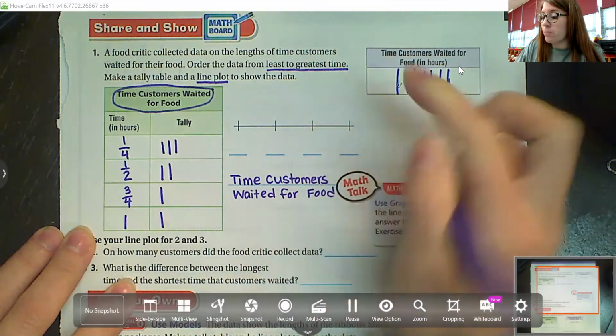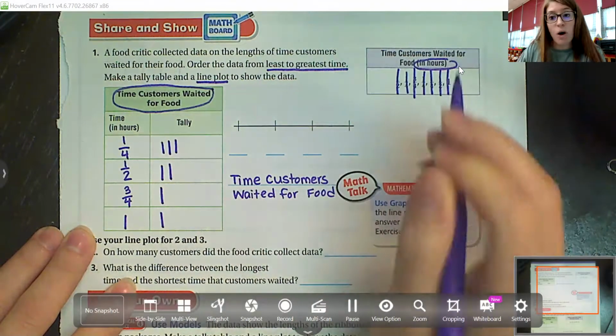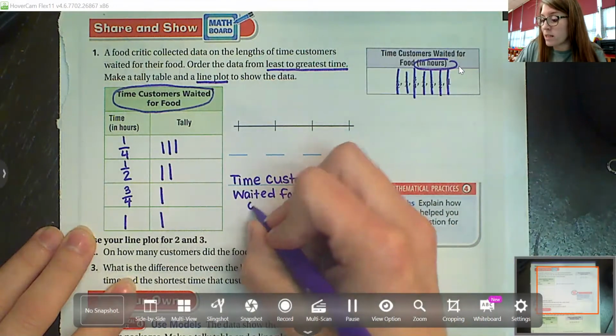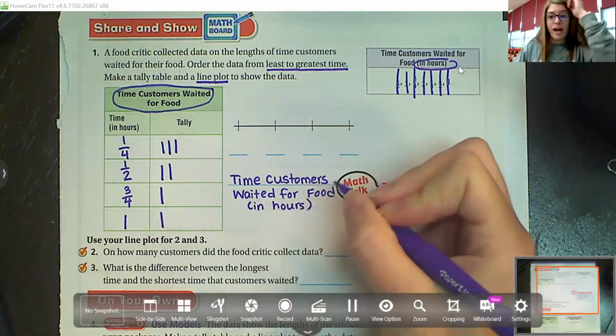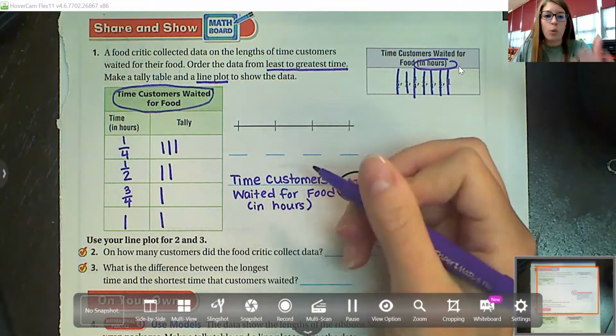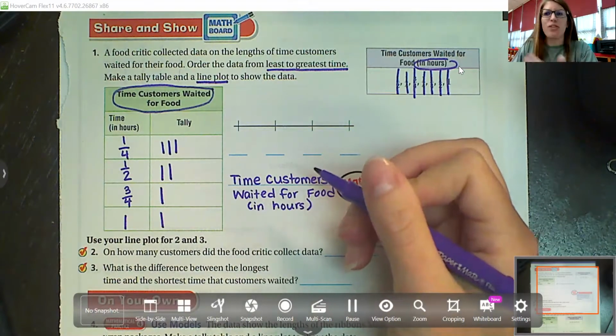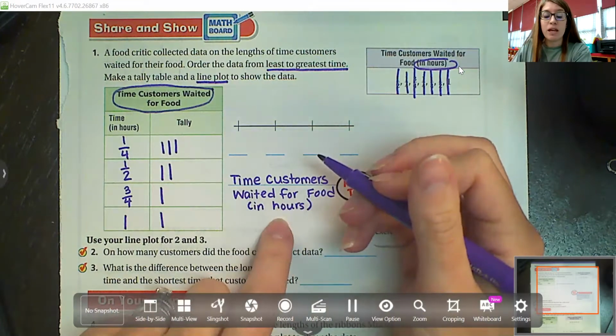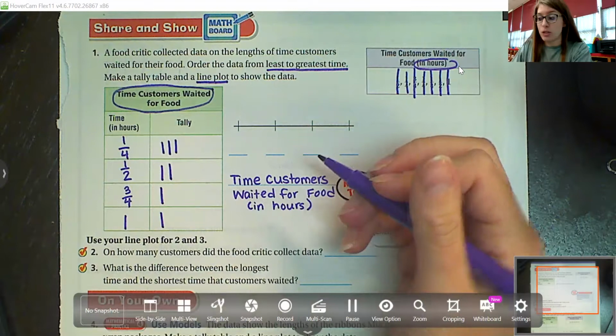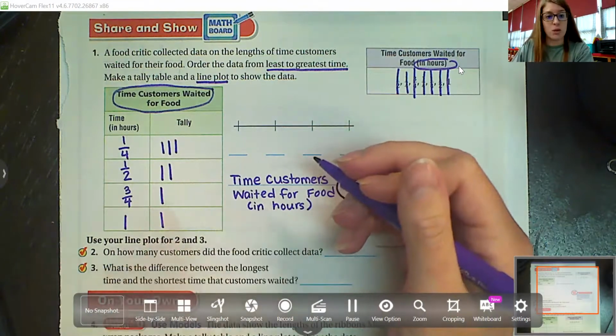And I'm going to make sure I mention that it is in hours. So we know in reference that it is hours, 1/2 of an hour, 1/4 of an hour, a full hour that they waited, not 1/4 of a minute or 1/4 of a day. We have to put the measurement tool that was used to give us reference to that.